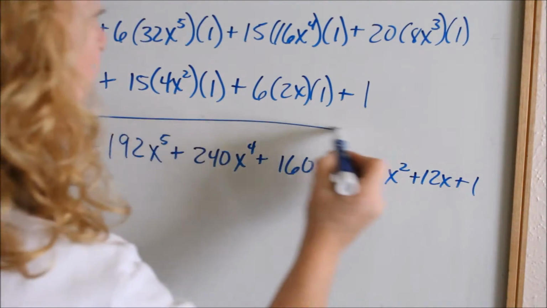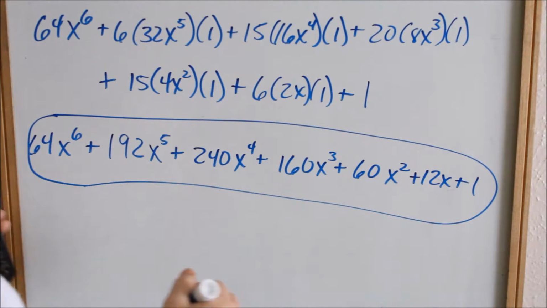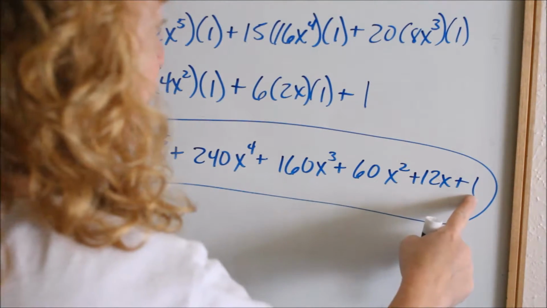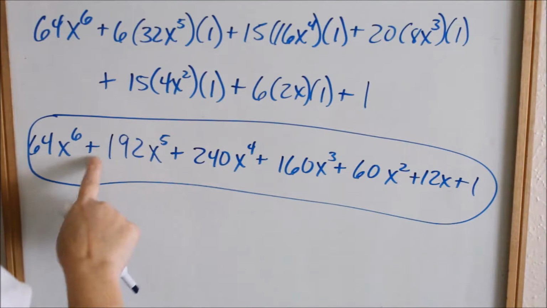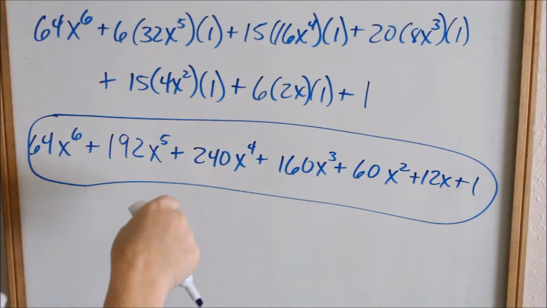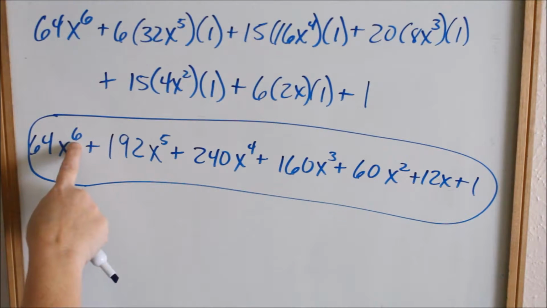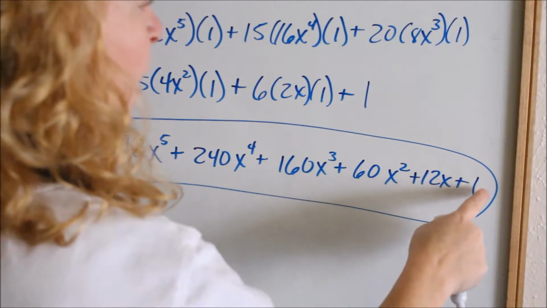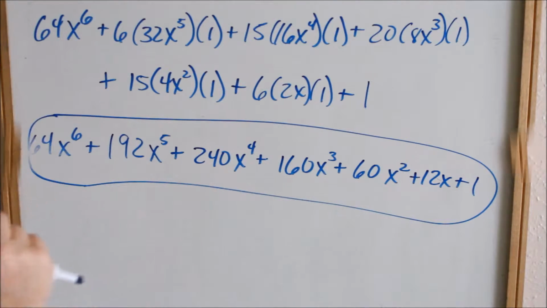This should be your final answer. Here are some things to check. We said we should have 7 terms. Do we have 7 terms? 1, 2, 3, 4, 5, 6, 7. We had a positive up here, which means we're in a positive world and all of our signs should be positive. The other thing to check is your highest exponent should be a 6. My highest exponent is a 6, and so my exponents would count down: 6, 5, 4, 3, 2, 1, none. So therefore I have all of my terms together.